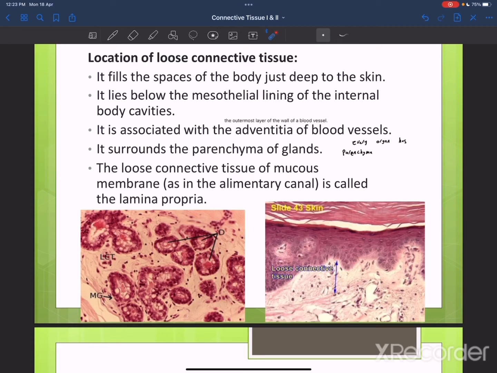Another location, for example, is in between the ductal system of the glands. This is the loose connective tissue found between the cross-sections of the ducts of a major salivary gland.